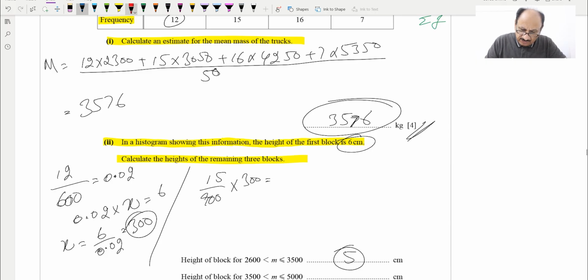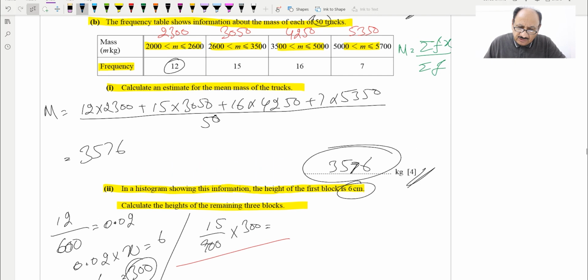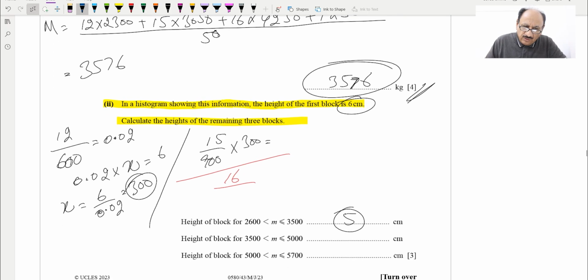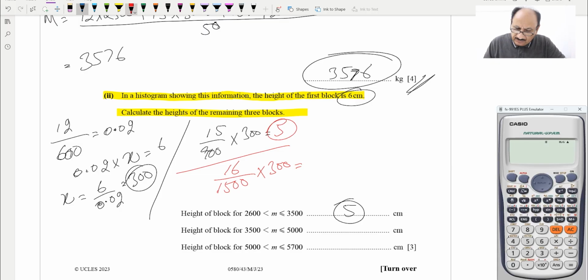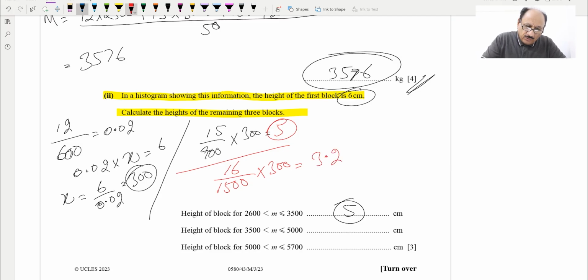For the second one, I'll change the color so that you can understand. 16 over the class width. So 16 over the class width will be 5000 minus 3500, which will be 1500. So 1500, and the multiplier is this one. This answer was 5. So we can write 16 over 1500, and the multiplier is 300, and this is giving us 3.2. So 3.2 will be the answer for the second one.